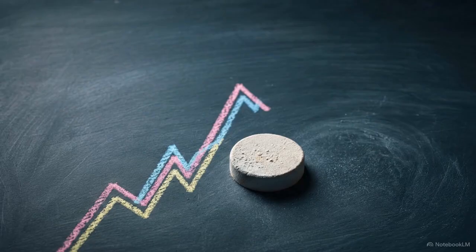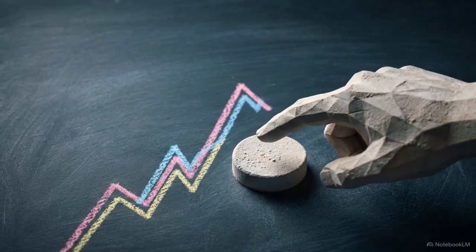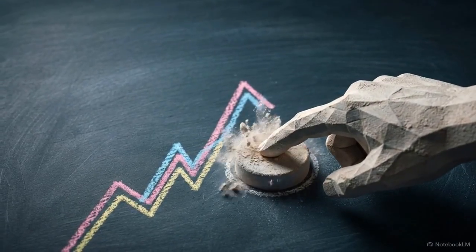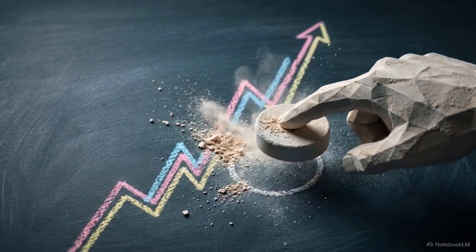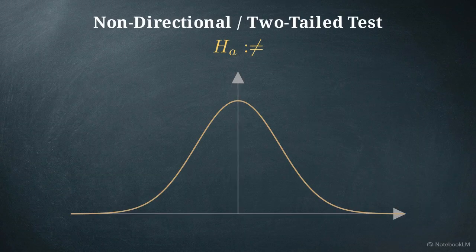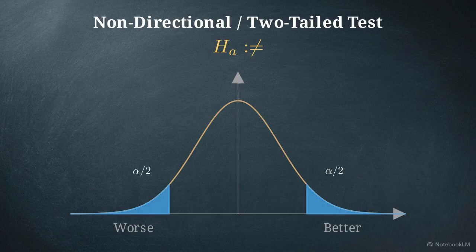With symbols placed, you must decide how you challenge the null, looking for any change at all or only change in a specific direction. This is a non-directional or two-tailed test. This happens when HA uses the not equal to symbol. It means you're checking if the outcome could be better or worse. A two-tailed test covers all bases, but it splits your significance threshold, the alpha, in half. This makes it mathematically more difficult to prove that a difference exists.